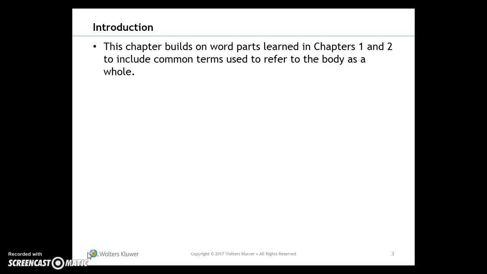This chapter continues to build on word parts that we learned in chapters 1 and 2. The focus, though, now expands to include common terms used to refer to the body as a whole rather than specific body systems, and I'll talk a little bit about that later. That's mainly what the rest of the text covers, body systems, but we really need to learn about body structures in health and disease as a whole.